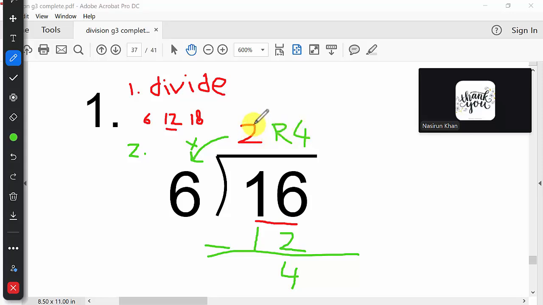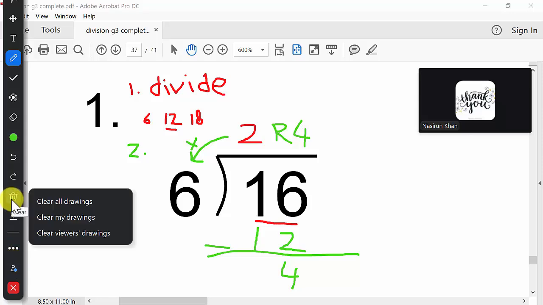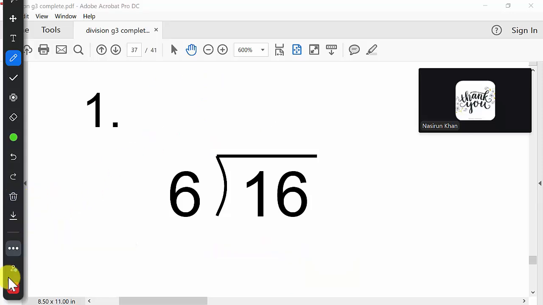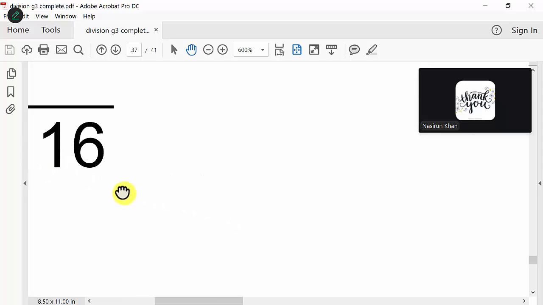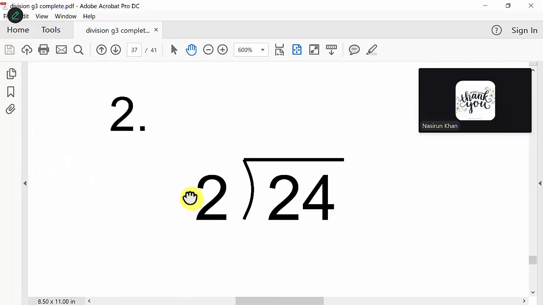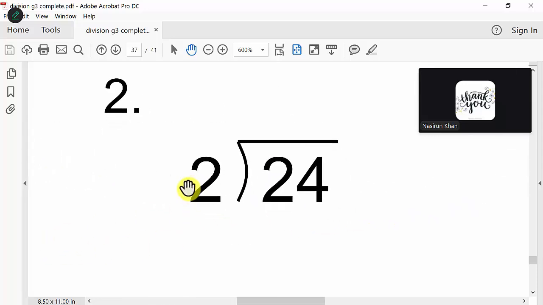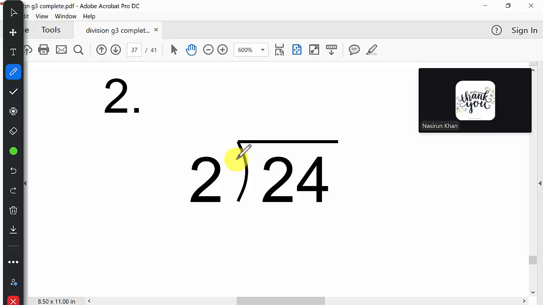Okay, let's do another number. I will clear all the drawing here. Then let's do number 2, and the same method. So 24 divided by 2 is basically the same as 2 times what number equals 24. So we know that the answer is 12, right? Because 2 times 12 is 24.